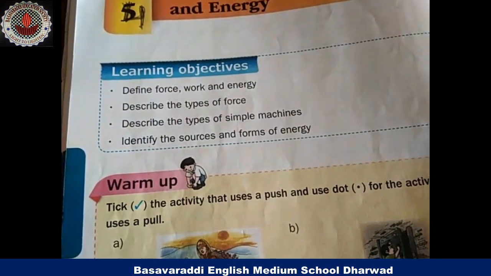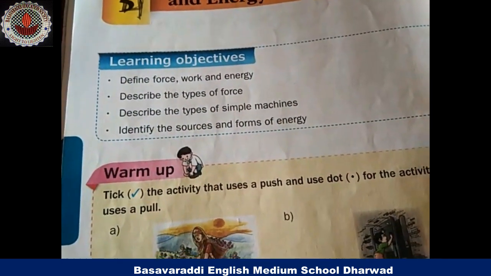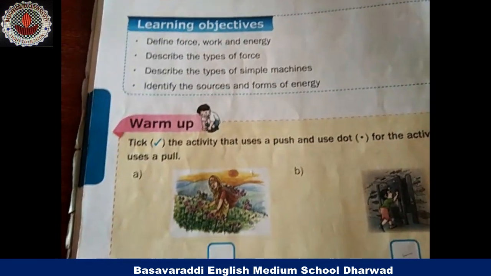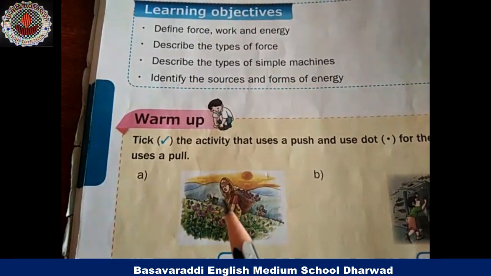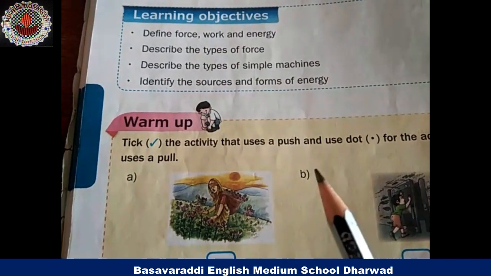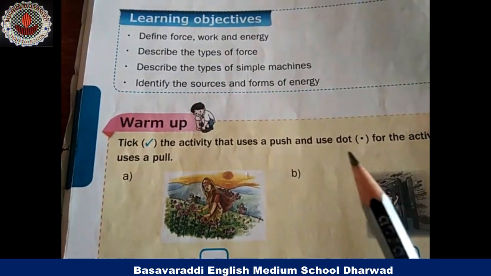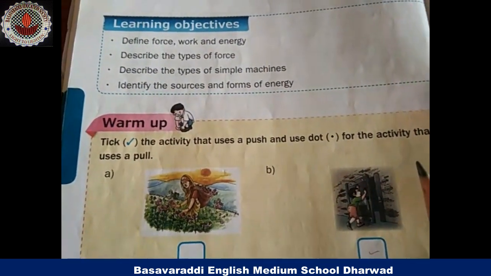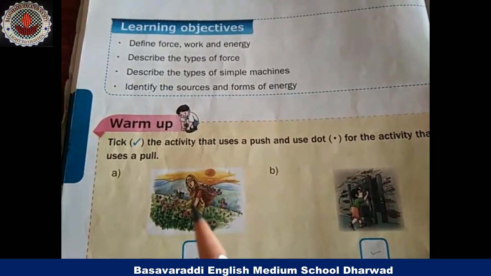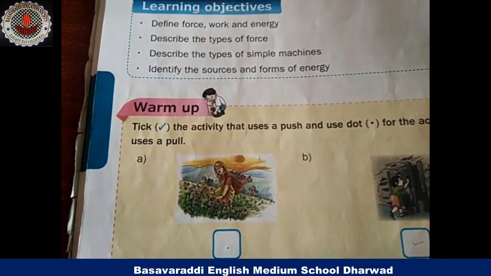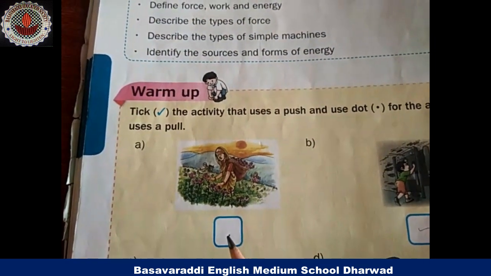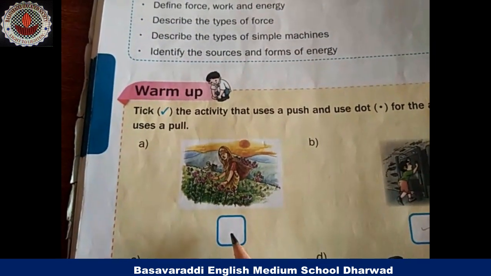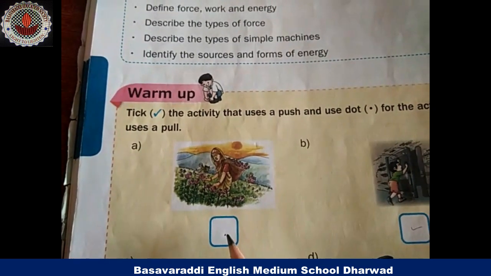Okay, first we have to do the warm-up activity. Okay, let us start. The question is tick the activity that uses a push and use dot for the activity that uses a pull. Let's look at the picture. The first one, this activity shows pull.